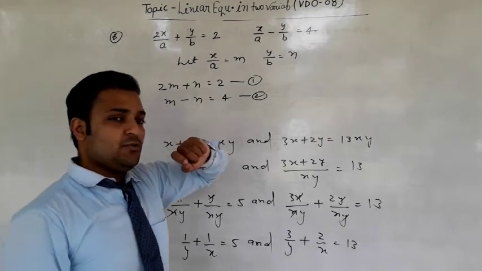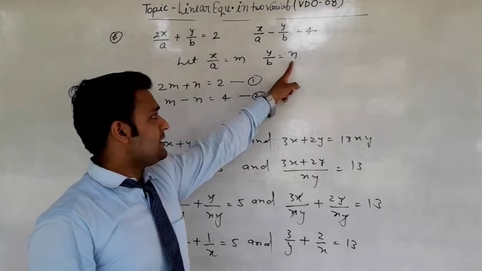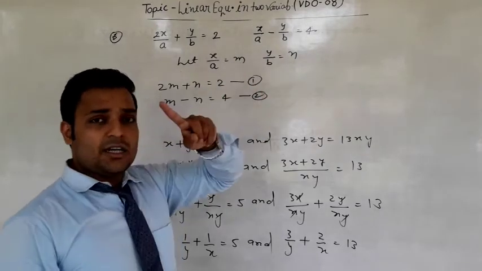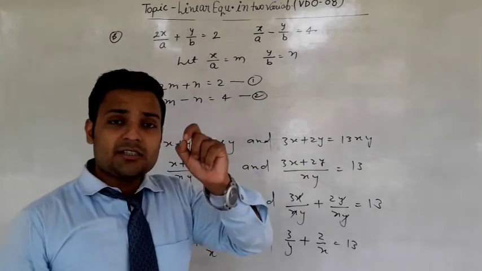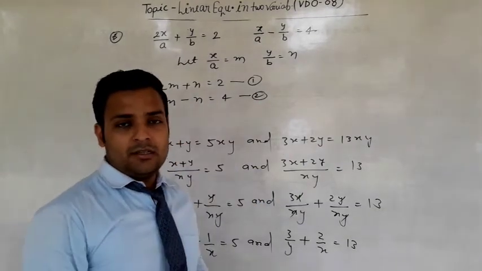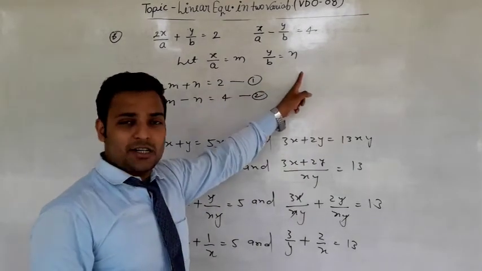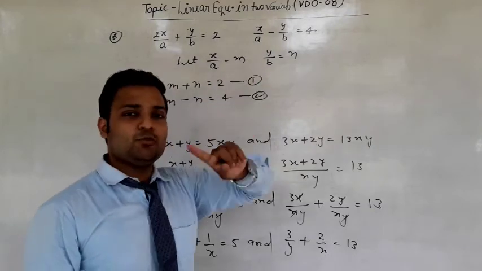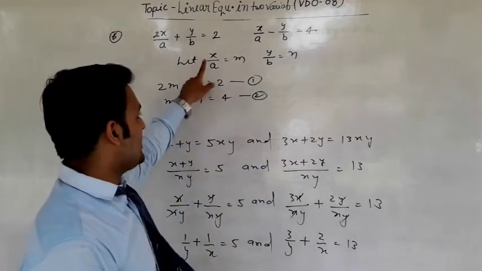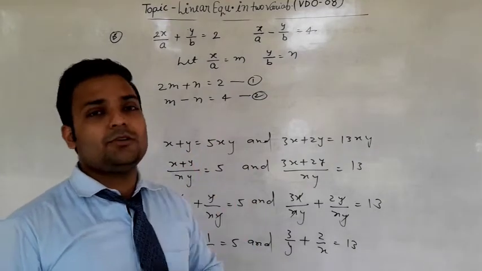Then when you find the values of m and n, put the values of m and n here. Then you can find the values of x and y, and the values will be in terms of a and b. Okay, meaning that when you put the values of m and n here, your answer for x and y will come in the form of a and b. Don't get confused that there are x and a both here. Your answer for x and y will come in terms of a and b.